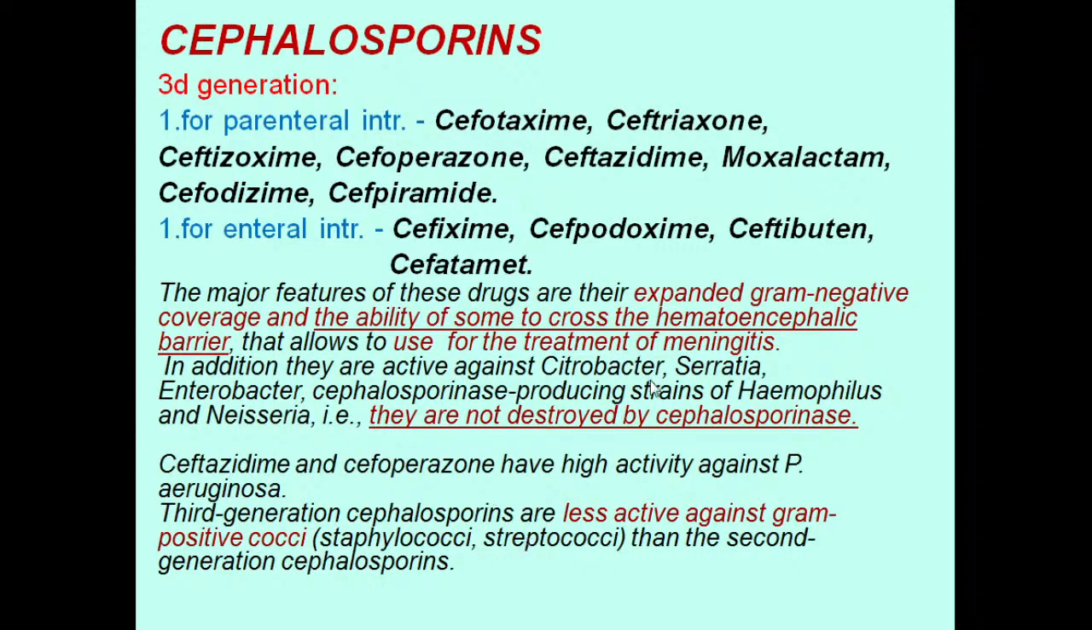And agents mostly used for parenteral use: cefotaxime, ceftriaxone, ceftizoxime, cefoperazone, ceftazidime, moxalactam, cefadizime, cefpyramide. Almost all of them are used nowadays. And for internal use, for oral: cefixime, cefpodoxime, ceftibuten, cefetamet. So third generation drugs are popular nowadays.